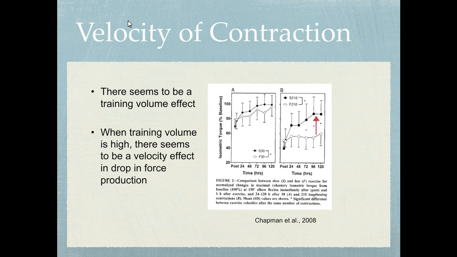As far as velocity of contraction is concerned, there seems to be a volume effect, but when you control for volume, if you look at graph B, what you're looking at is essentially the drop in maximal voluntary contraction, and you see F210 versus S210. Basically, S is slow, F is fast, and you see clearly that maximal voluntary contraction lowers more in the open bars, which are F210.